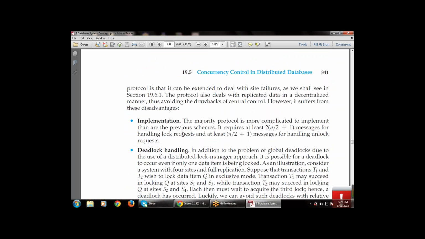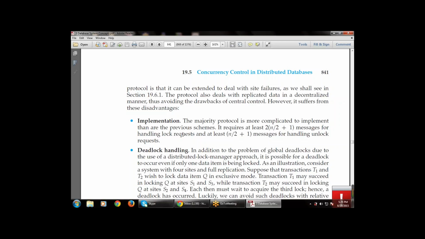So what are the various disadvantages? The first disadvantage is implementation, which is a very critical issue in a database management system. The majority protocol is more complicated to implement than our previous schemes. Then next is deadlock handling. In addition to the problem of global deadlocks due to the use of a distributed lock manager approach, it is possible for a deadlock to occur even if only one item is being locked.